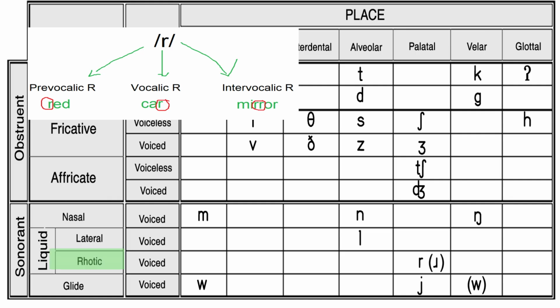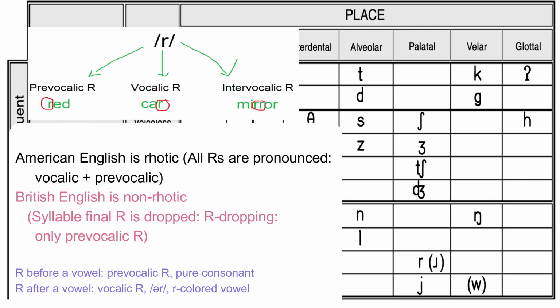American English is rhotic. Rhotic means the pronunciation of the syllable final R. Since British English is non-rhotic, the syllable final R is dropped. R that comes before a vowel in a syllable, or a syllable initial R, is called prevocalic R, and R that comes after a vowel in a syllable, or a syllable final R, is called vocalic R. The prevocalic R and vocalic R have different sound quality. Just like the situation with the light L and the dark L, the prevocalic R is a pure consonant sound, but the vocalic R has a vowel sound, schwa, embedded in it. The vocalic R is the cause of the R-colored vowel, which we examined in the chapter on vowels. Due to the R dropping, British English has only prevocalic R.